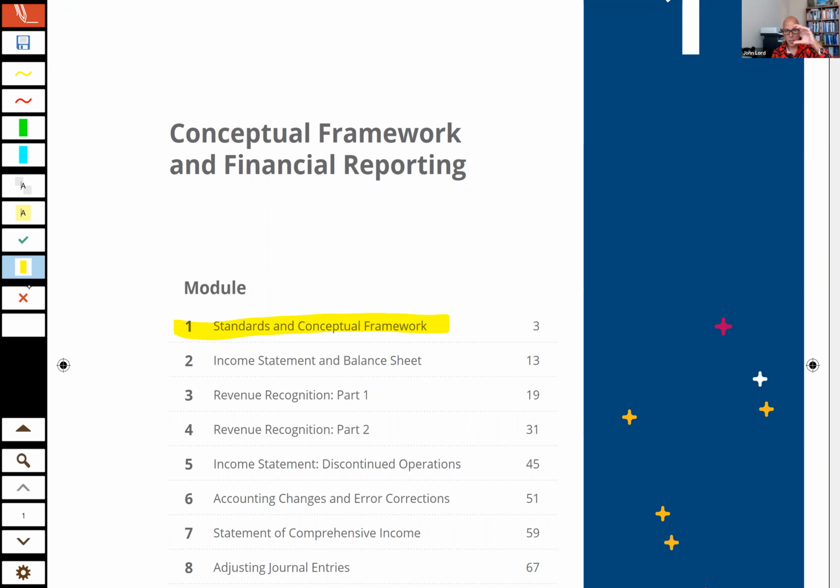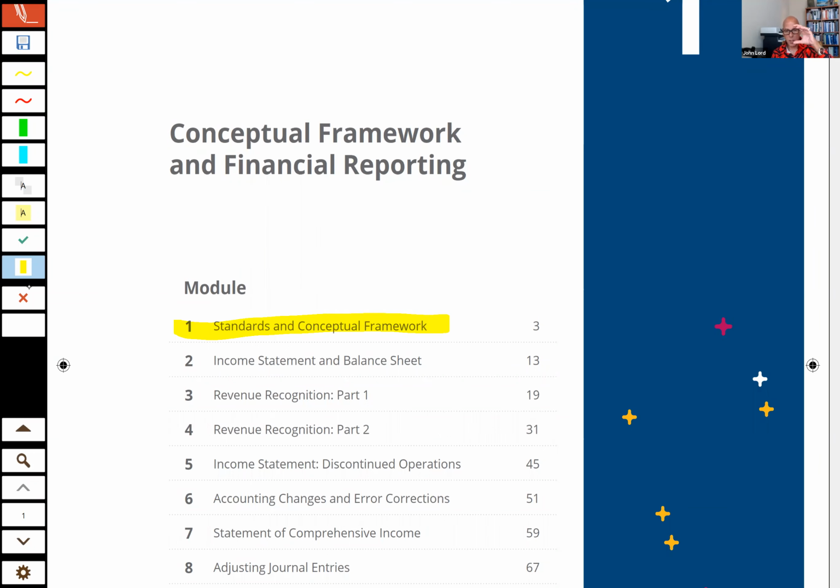All right, good. So with that, let's start to take a look at module 1, which is fairly light. Let's start to understand who sets the standards that accountants are to follow when they prepare financial statements. If we're CPA auditors, we'll be looking to see that our clients have followed these standards when they prepare their financial statements.